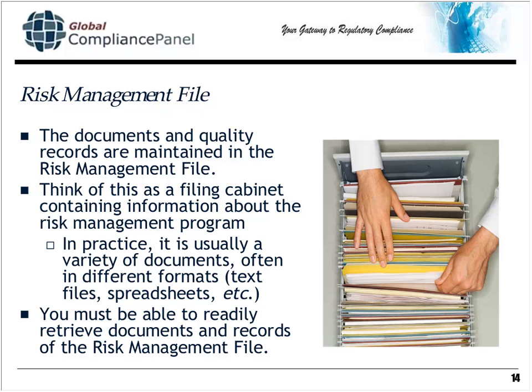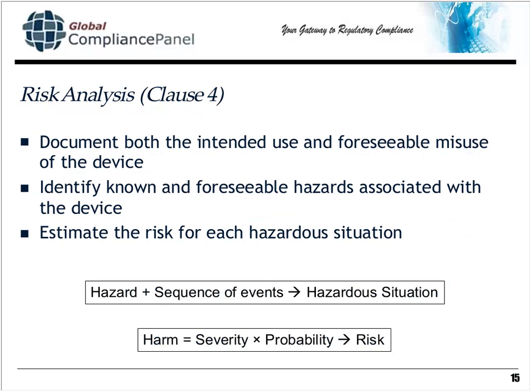All right, now what's going on here with risk analysis? In Clause 4, we're going to document the intended use and the foreseeable misuse of the device. So we're going to understand both of those, and the standard has some checklists and help aids to help you understand what's going on here. Then we're going to identify known and foreseeable hazards associated with the device. And then for every hazardous situation, we're going to estimate the risk.